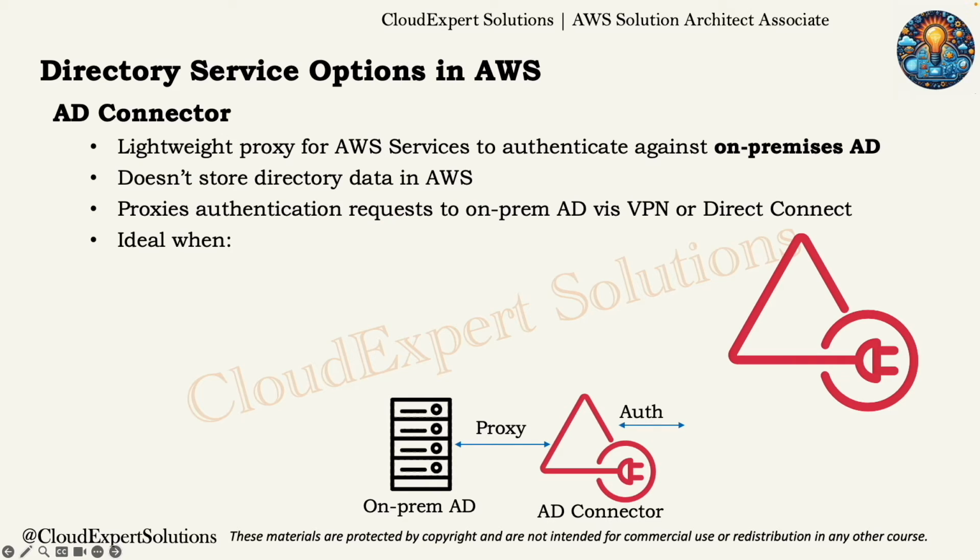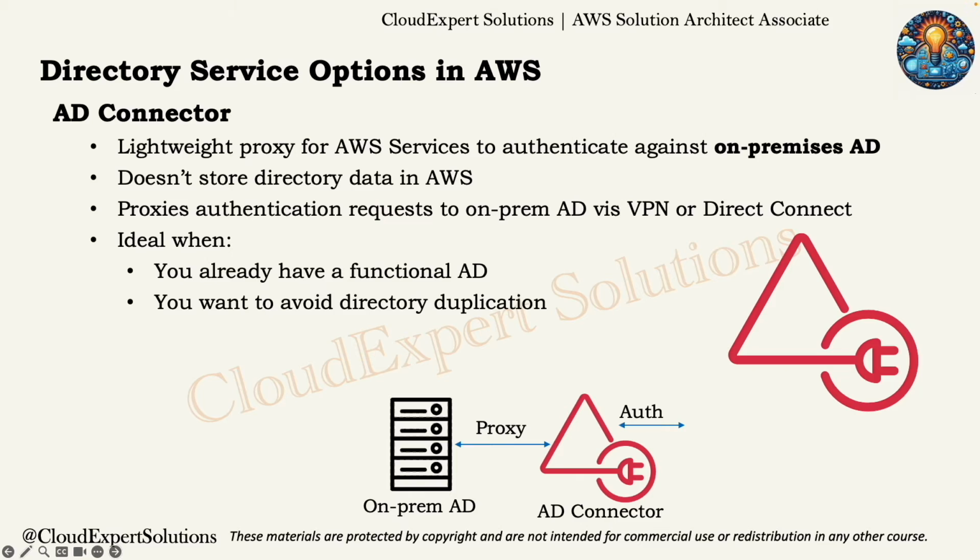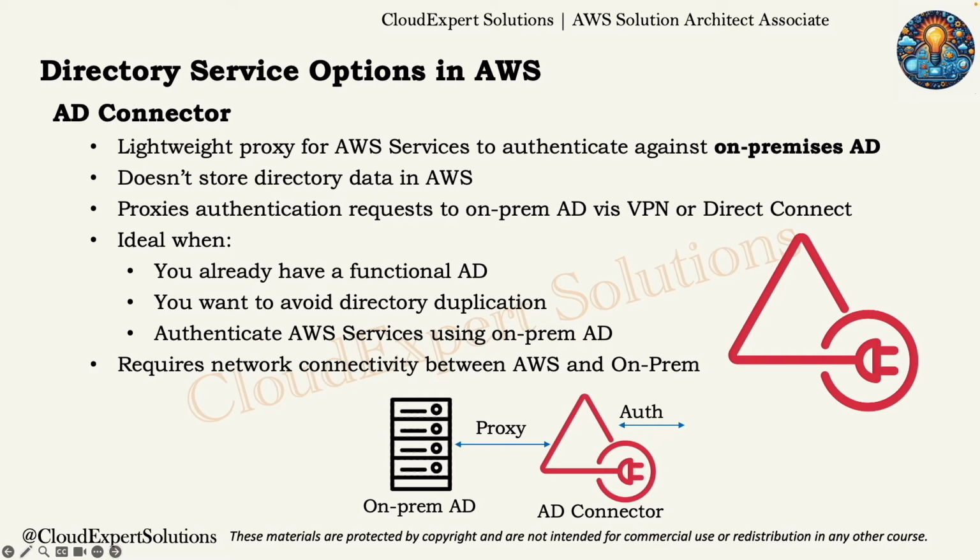AD Connector is ideal when you already have a functional Active Directory, or maybe you want to avoid directory duplication, and also you need AWS services like WorkSpaces to authenticate using your enterprise credentials. And please remember, for AD Connector to work, you need network connectivity between your on-premises data center and AWS. You need either a VPN or Direct Connect connection. We have a dedicated lecture for VPN and Direct Connect in this bootcamp series.